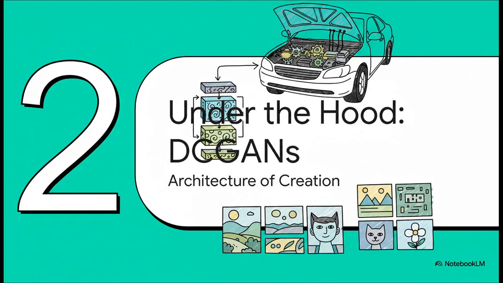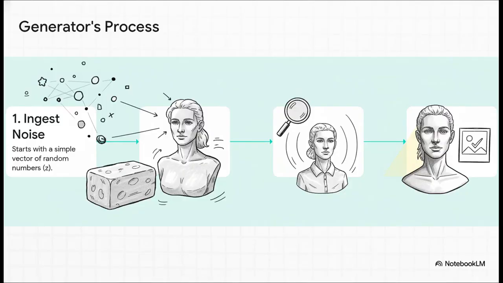All right, now that we get the game, let's pop the hood and see how one of the most successful types of GANs is actually put together. We're going to look at Deep Convolutional GANs, or DCGANs for short, which are absolute pros when it comes to creating images. So think of the generator like a sculptor starting with just a random block of clay. As you can see here, it starts with a simple vector of random numbers. We'll just call this noise. From there, it uses these special layers to reshape and refine it, progressively making the image bigger and adding more and more detail until, bam, it outputs a complete, totally new image.